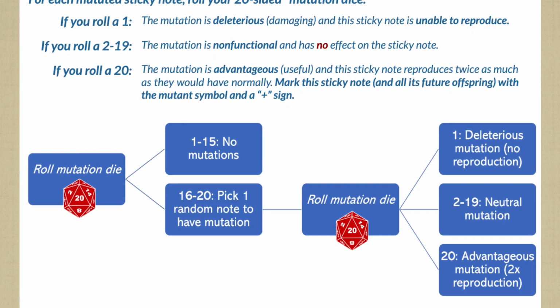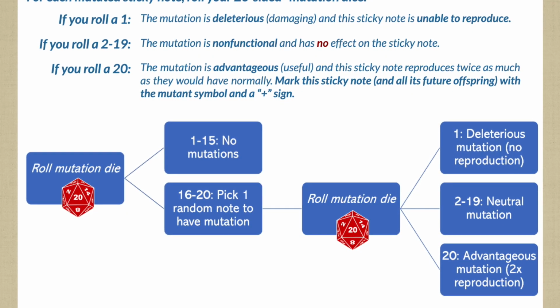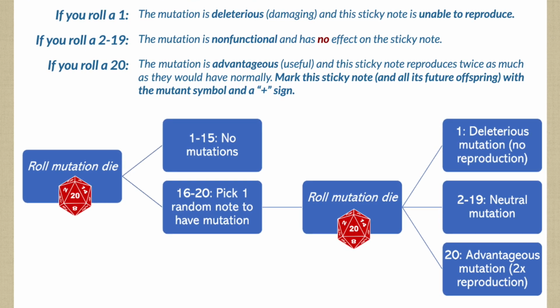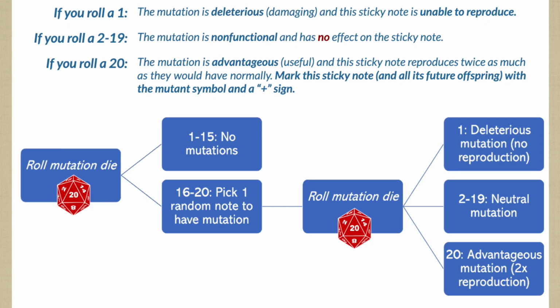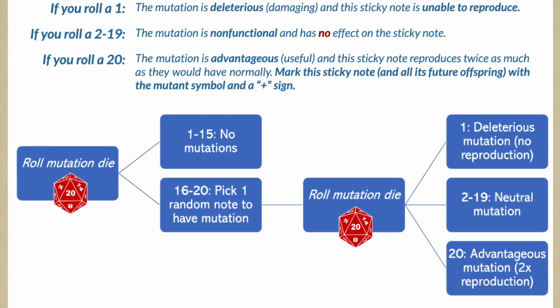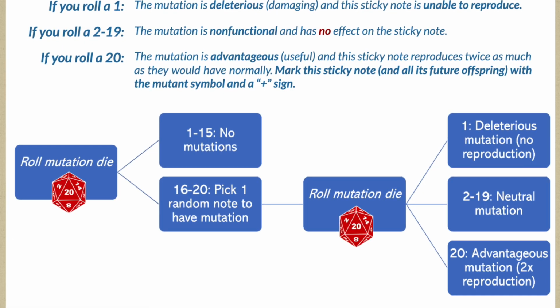But if you roll a 20, the mutation is advantageous or useful, and this sticky note reproduces twice as much as it would have normally. So mark this sticky note and all of its future offspring with a plus symbol so that we can keep track of who has double the number of offspring every time they reproduce.